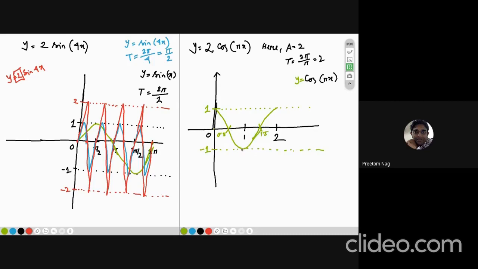Now if I want to draw the graph for 2 cos pi x, y equals to 2 cos pi x, then what will happen? We'll consider here 2, minus 2, put a boundary line there, put a boundary line here. Okay, so the graph will be starting from here, but the graph must cross this point. The graph should have minimum value here, x equals to 1.